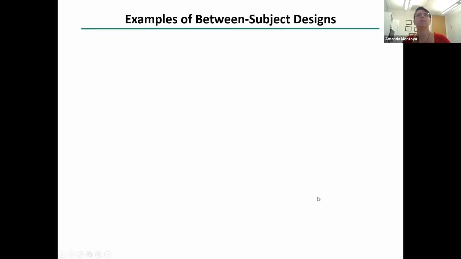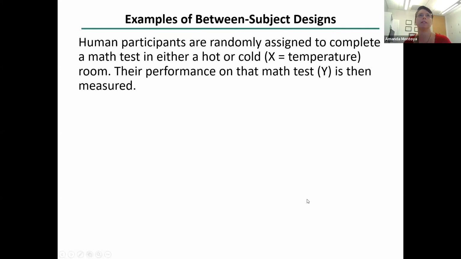So as just some examples of between subjects designs, we could look at an example like this, where human participants are randomly assigned to complete a math test in either a hot or cold room, where the temperature of the room is our X variable, our focal predictor, and their performance on the math test is then measured. So I want you to, in the chat, just share whether you think this X here is assigned or observed.